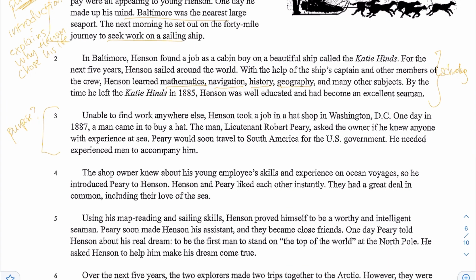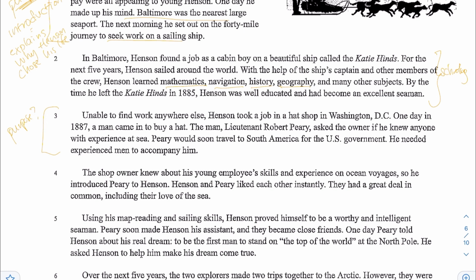So paragraph 3 says, unable to find work anywhere else, Henson took a job at a hat shop in Washington, D.C. One day in 1887, a man came in to buy a hat. The man, Lieutenant Robert Peary, asked the owner if he knew anyone with experience at sea. Peary would soon travel to South America for the U.S. government. He needed an experienced man to accompany him.